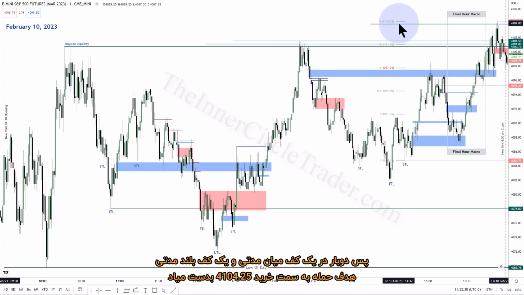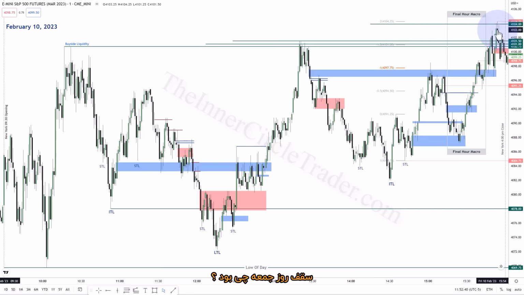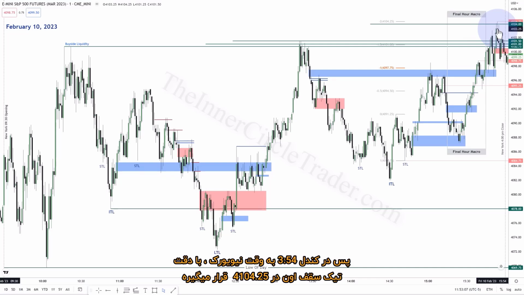4104.25. What was the high of the day on Friday? Look right here. High of the day, 4104.00. No, it's not. I'm sorry. The next candle here, 4104.25. Right here on the candle at 6 minutes to 4, so 3:54 New York local time. The high comes in at 4104.25 to the tick.